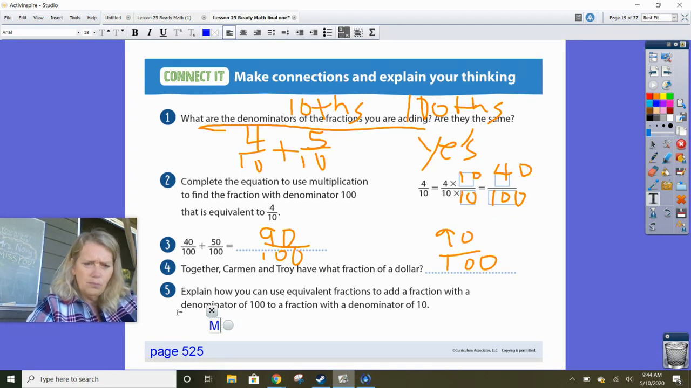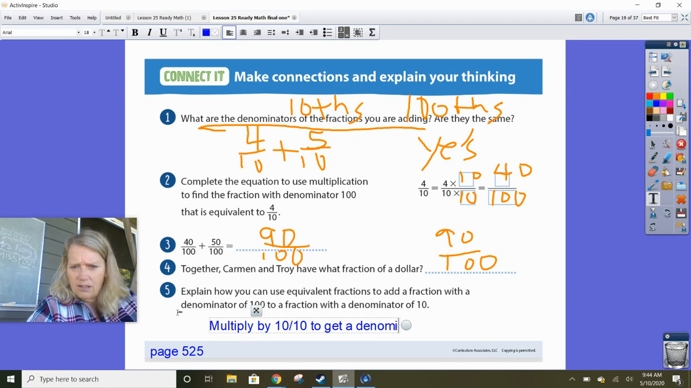You multiply by 10 divided by 10 to get a denominator of 100. Yep, multiply by 1. That's how you do equivalent fractions. You multiply by 1.